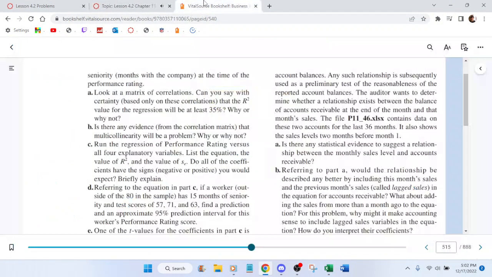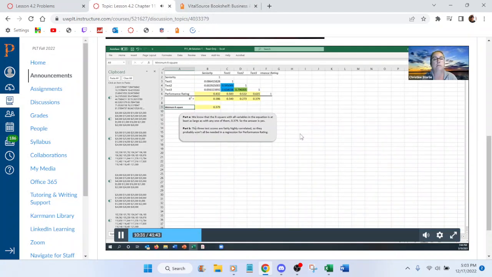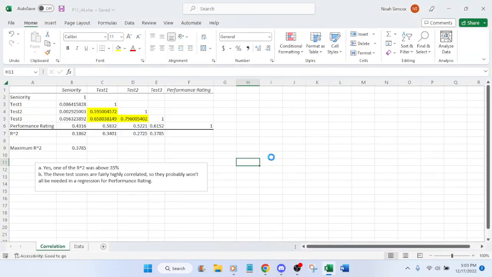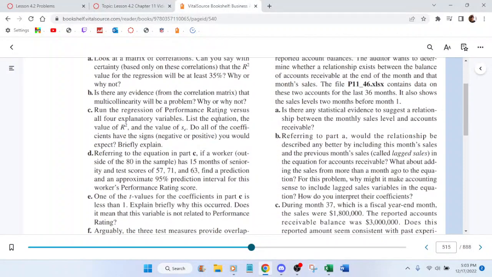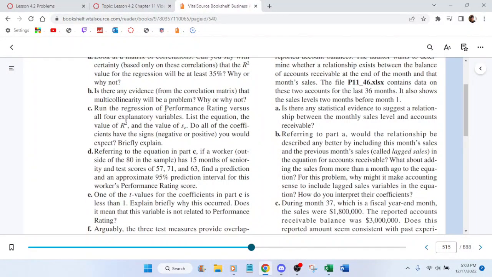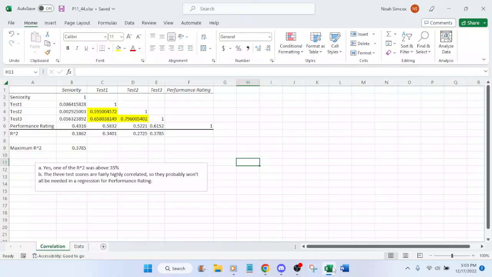You know what? I'm just going to skip the rest of this. We have answered A and B. We're done with part of the question. Run the regression of performance rating versus all four explanatory variables. List the equation, the value of r squared, and the value of standard error. Do all of the coefficients have the signs that you would expect? Okay, that's pretty simple.